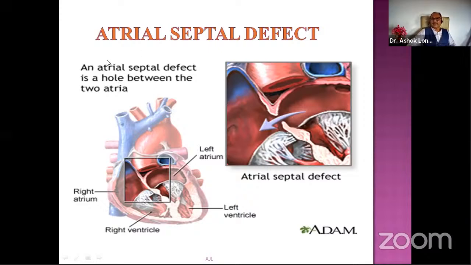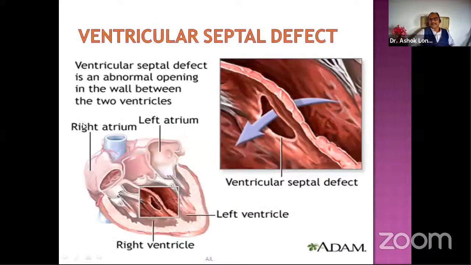So an atrial septal defect is a hole between the two atria, maybe a very small opening. This one is very common because the defect usually remains for up to 2 months before complete closure of this area or septum. Then, as we have seen with the atrial, there is also a ventricular septal defect.